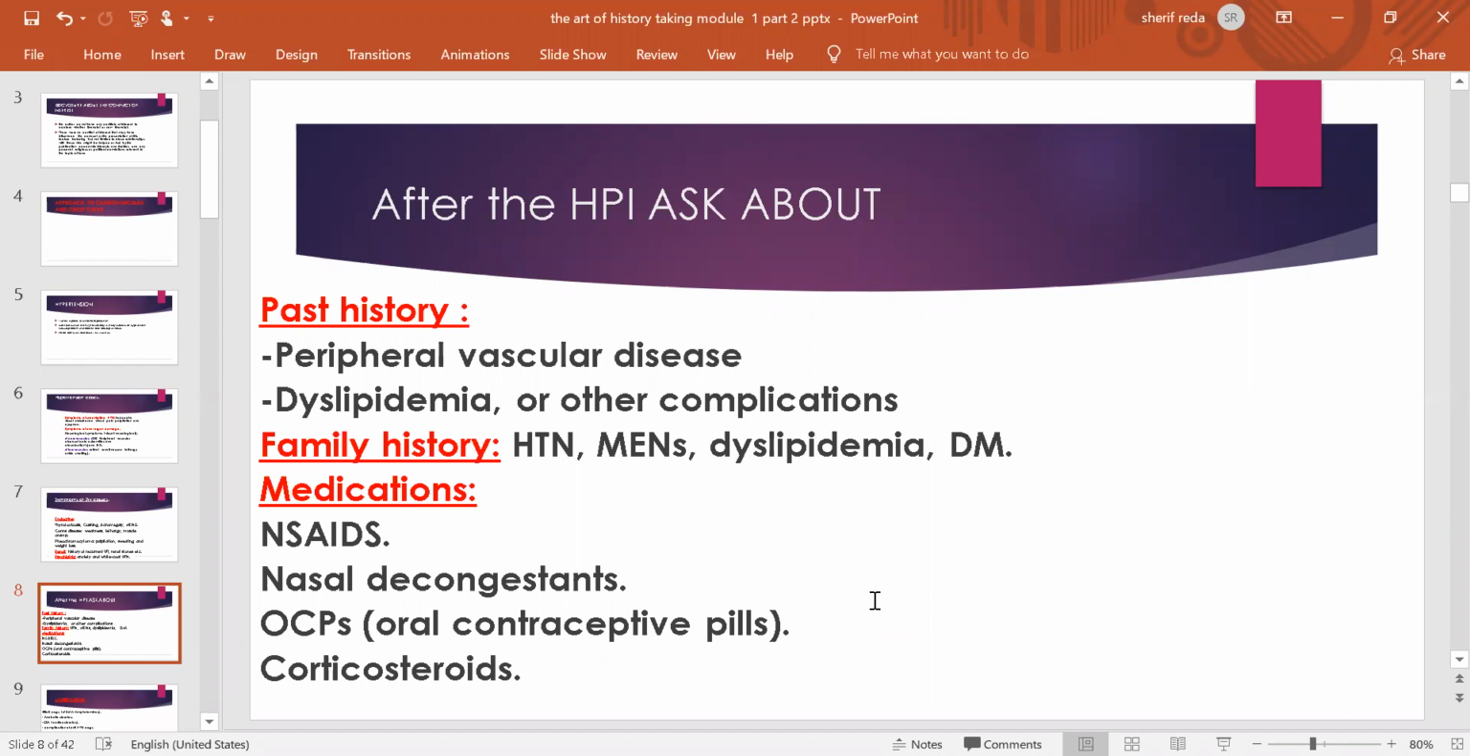Okay, so in the past history, you may find hypertension, peripheral vascular disease, or a past history of dyslipidemia or other complications of hypertension. Also in the family history, you might have a history of hypertension or multiple endocrine neoplasia, dyslipidemia, or diabetes. They are all risk factors for developing hypertension.